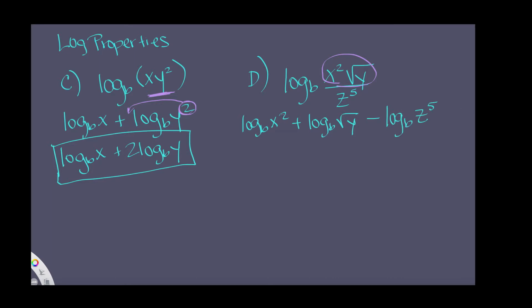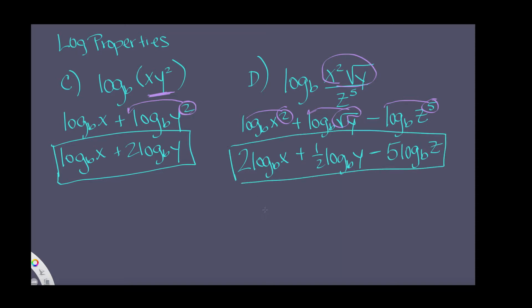And now we're going to deal with these exponents. These exponents are going to swing around front based on our power property. And recall that this square root is really just an exponent that's also going to swing around front. And the final expansion looks like this: 2 log base b of x plus 1/2 log base b of y minus 5 log base b of z.